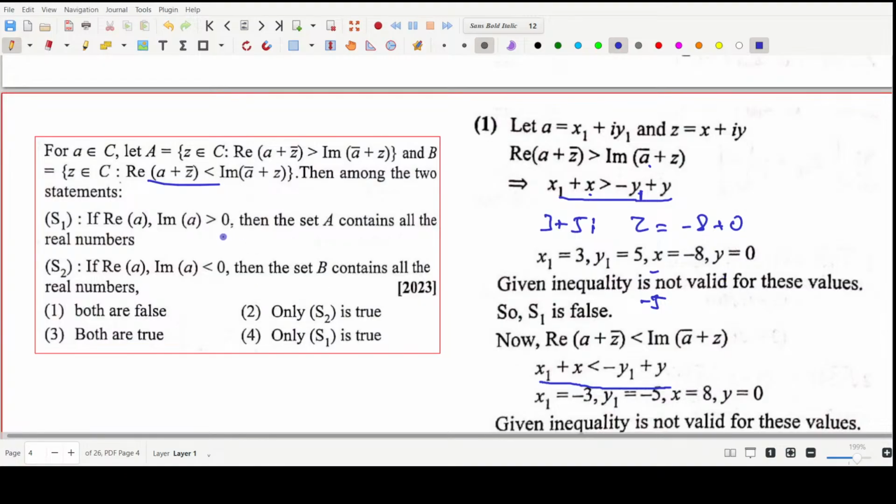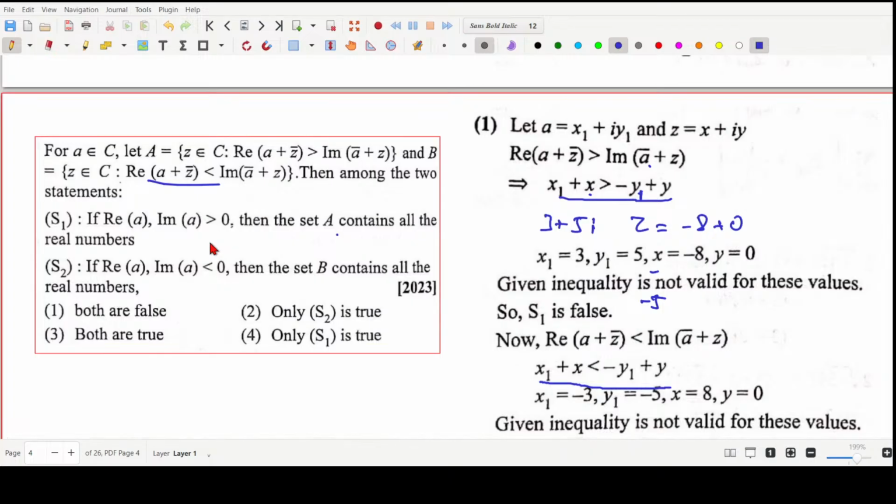So the idea is to disprove this statement. If this condition is satisfied, then z will contain all real numbers. That's what he is saying. We are trying to disprove this statement, that there is a real number where this condition is not satisfied. Agreed?